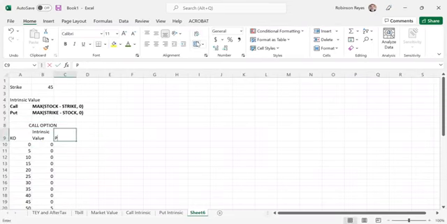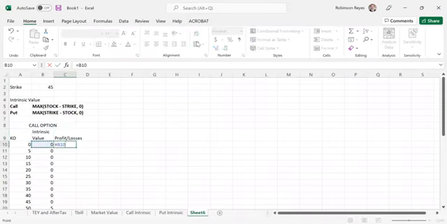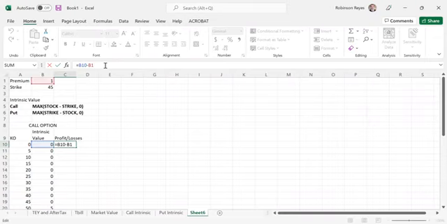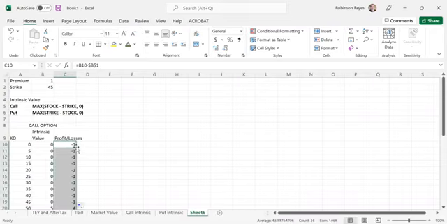Now, what about profits or losses? The profits are the value minus how much we paid. So let's assume the premium is $1. The profits are simply the value minus $1. So we lock this cell by pressing F4, or by adding these dollar symbols. And now we just scroll it down. We can manually drag it down, or we can double click and it will do it for us.